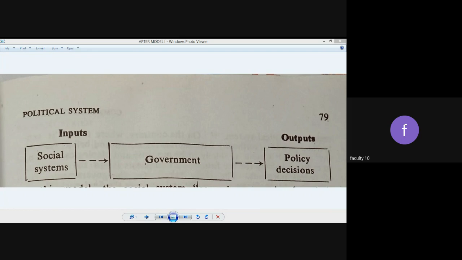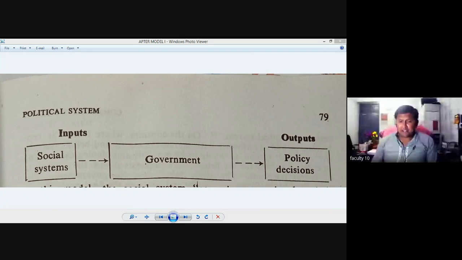So the political system in a democratic setup has to maintain honest rules and honest rule implementers. Okay, let me show another diagram of Easton in his analysis of political system, and he has used it to understand the totalitarian regime.